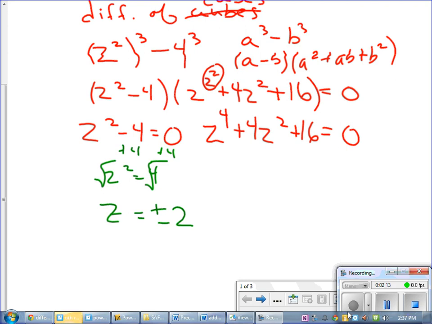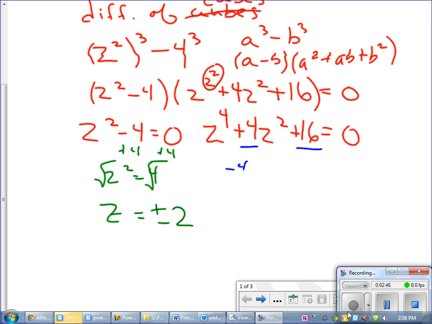For the other factor, it's in the quadratic form. So I need to think of 2 numbers that multiply to 16 and add to 4. So maybe it's 4 and 4. 4 times 4 is 16, but that doesn't add to 4. Okay, maybe it's 8 and 2. Well, that doesn't add to 4. And so maybe it's 16 and 1. That still doesn't add to 4. So I can't find anything, so I'm going to have to resort to the quadratic formula.